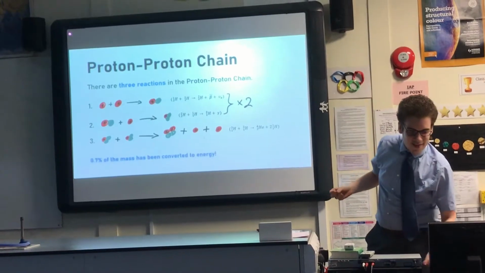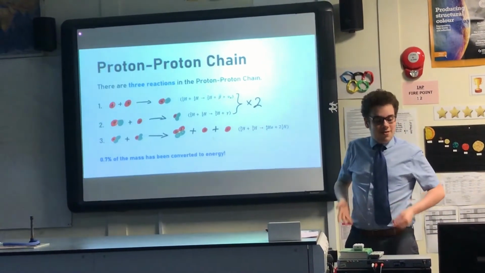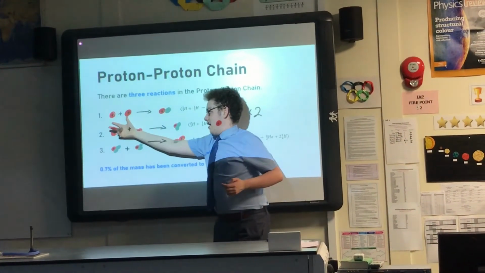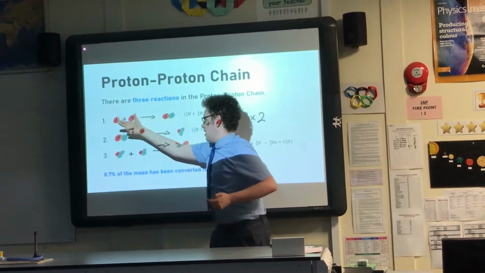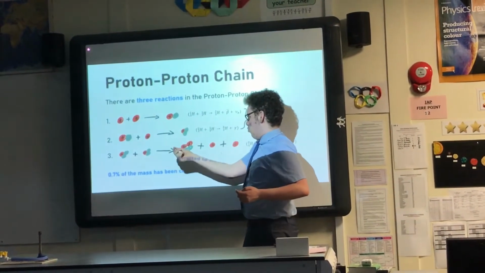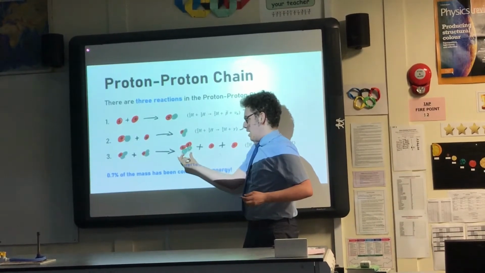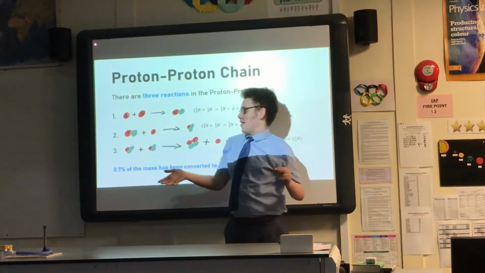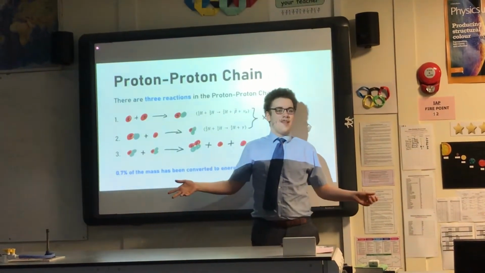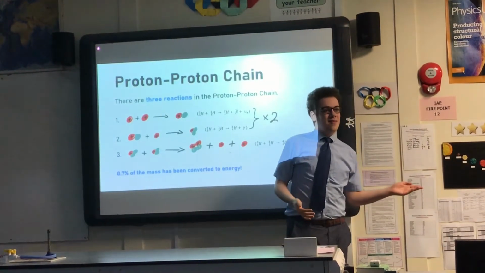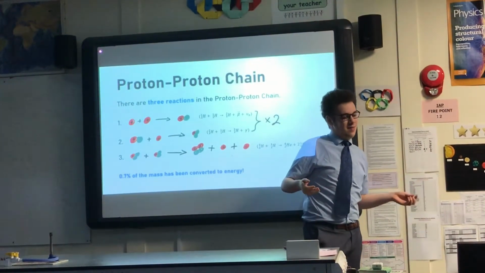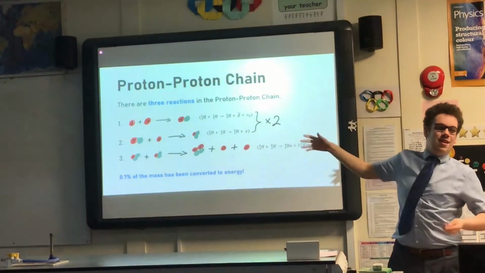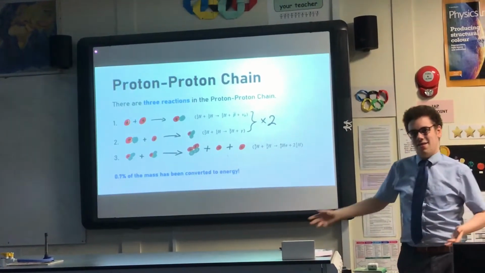And a fact is that 0.7% of the mass, so if we take the mass of these 4 protons, because we convert these 4 protons into helium, if you work out the mass difference here, there's a 0.7% difference. This is because that mass has been converted into energy, and there's a lot of energy because it's nuclear fusion, and that's because of E equals mc squared. Mass is related to energy.